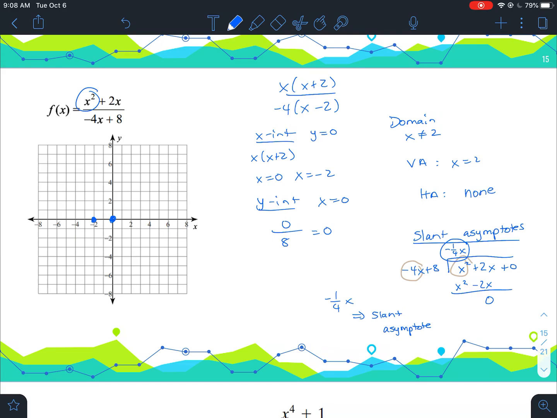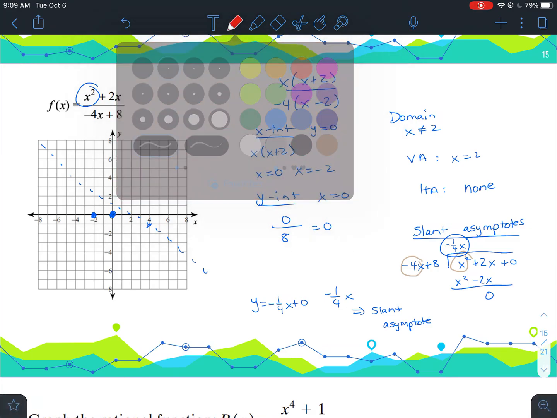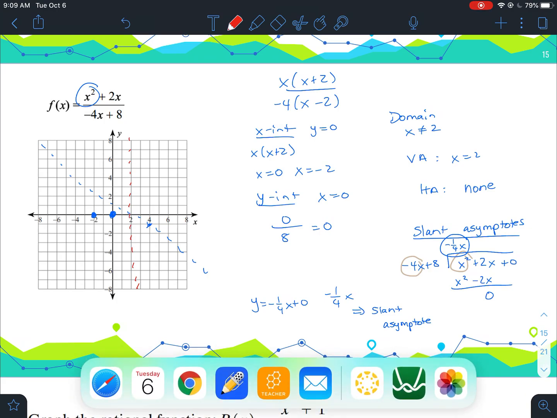I think that I said the wrong part up above when I was talking about the slant asymptote. I'm going to go back up and change that in a second. So y equals negative 1/4 x plus 0 is going to make a slant asymptote. If I were to graph that, we would start at 0, then go 1 down, 4 over, and since it's an asymptote, we're going to make a dotted line. And then we had a vertical asymptote at 2. So those pieces are going to divide this graph.